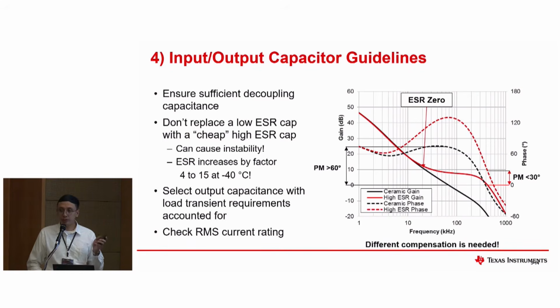Mostly the one shown earlier is more on the input capacitors, but of course for output capacitance as well, you should always ensure that you have enough decoupling capacitance for both the input and the output. And for the type of capacitor used, make sure that you do not replace your low ESR caps with high ESRs because it's cheaper. This can definitely cause instability in your design, and ESR can increase by a factor of 4 to 15 at negative 40 degrees C. Also, the selection of the output capacitance with load transient requirements should be accounted for.